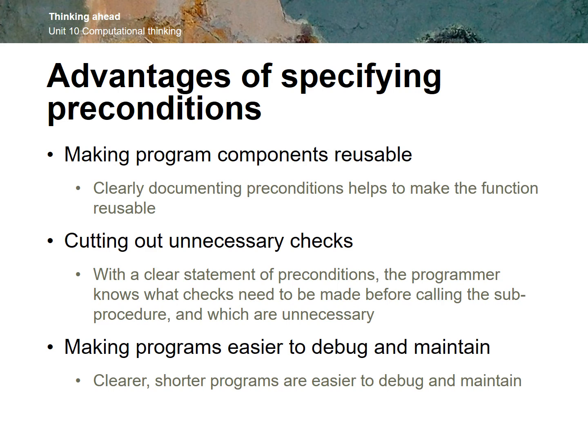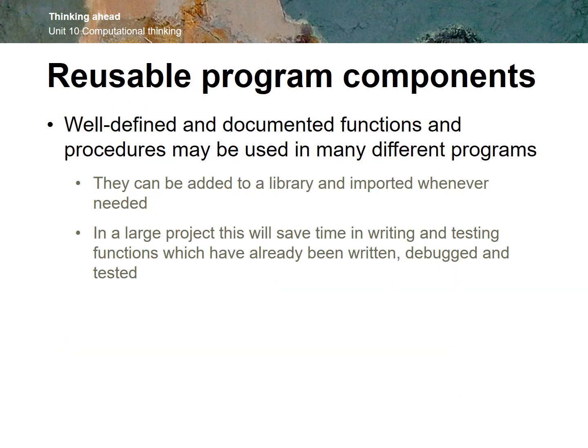But most of us know that sending a letter to a sleep wouldn't work. We know those preconditions. But by telling the programmer that, we prepare them for using our functions and procedures, particularly if we're working together. This makes our programs a lot easier to debug and maintain. If there's a problem, we can go through them quite quickly. We have talked about documentation, remember, in the last unit. Well-defined and documented functions and procedures can be used in many different programs.